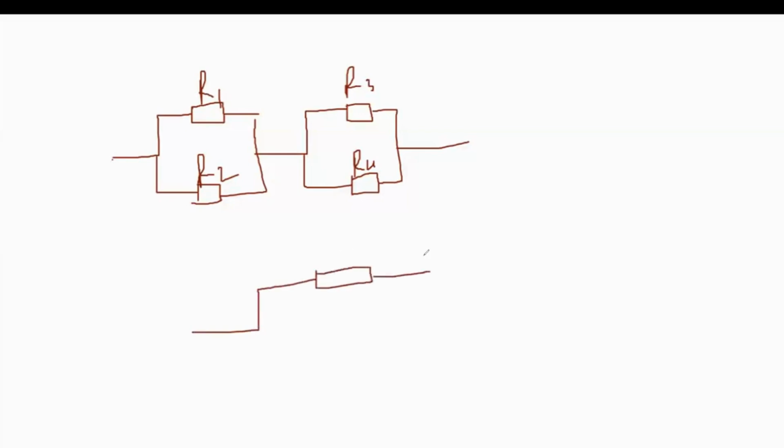Okay, now the next one is like this. Now I'm making a diagram here. You can understand.